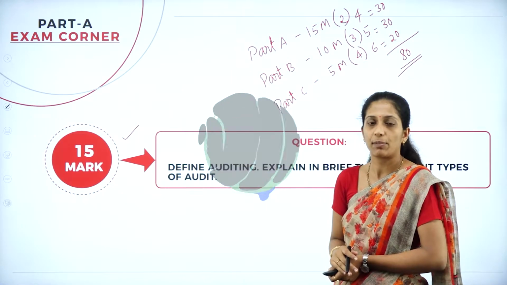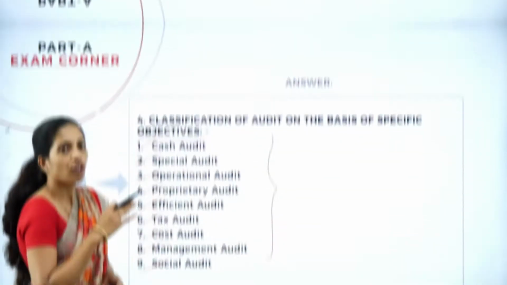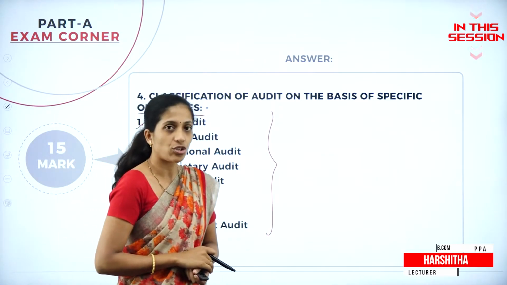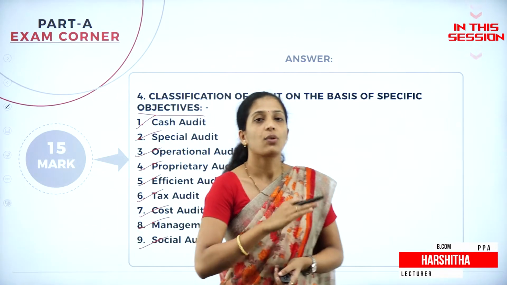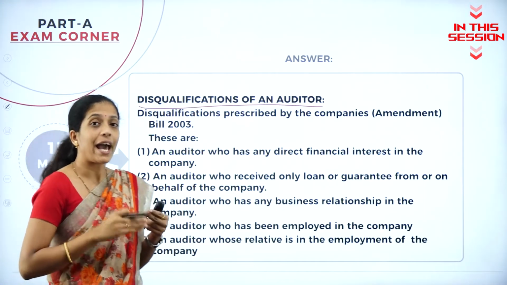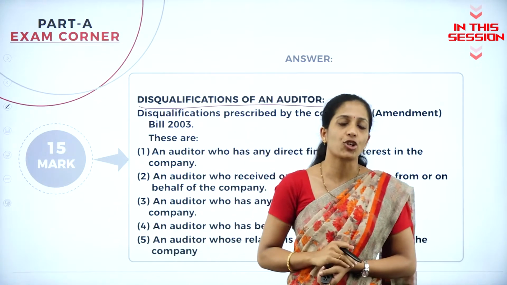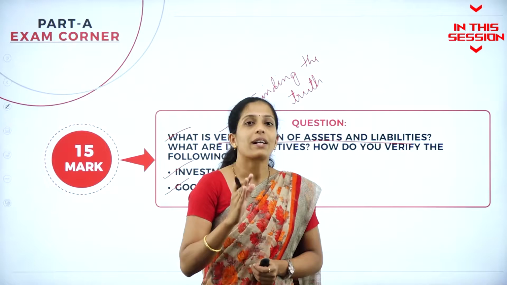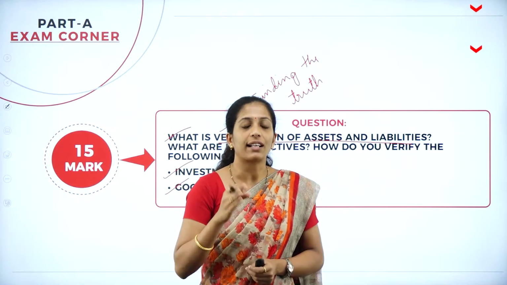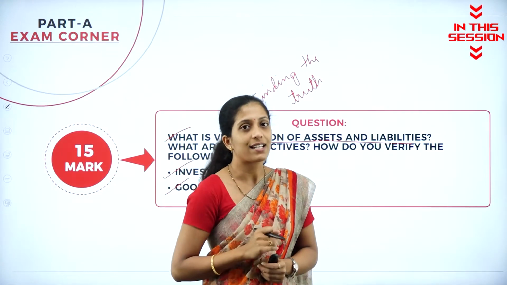So your part A will be for 15 marks where they will ask define auditing. So this is a 15 marks question where they have asked what is auditing and what are the different types of audit. To being an auditor of a particular organization, he should not have any relationship with the organization. The auditor has to physically verify that assets and liability, that is to find the truth about that assets and liabilities.